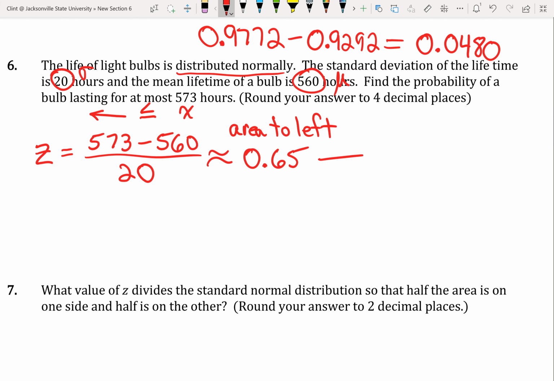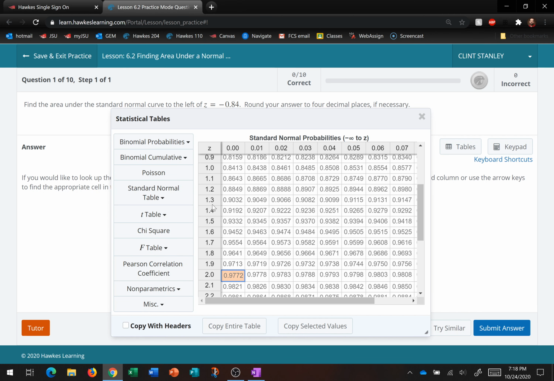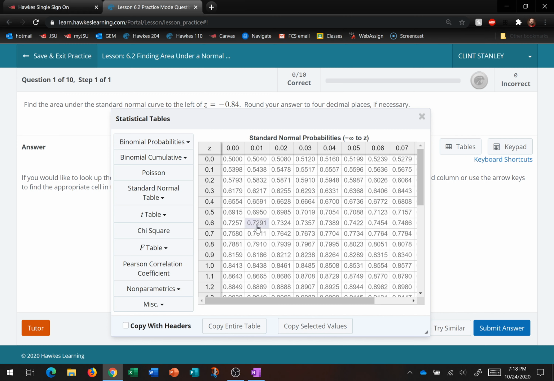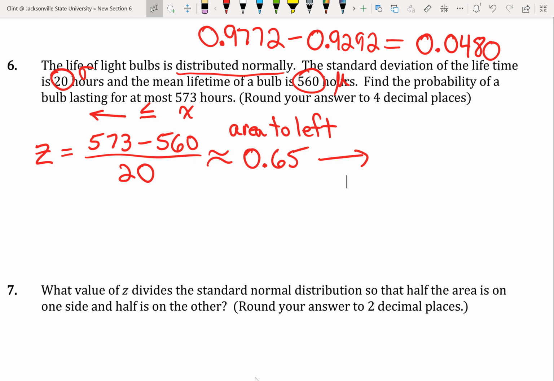So that means all we do is we look up 0.65 in our table. Okay. We're on the positive side, 0.65. I get 0.7422. That is our probability.